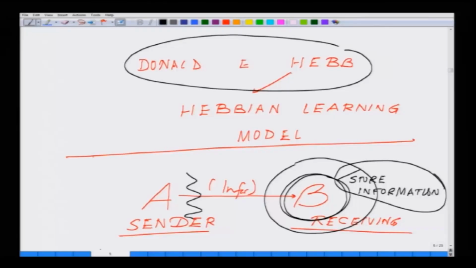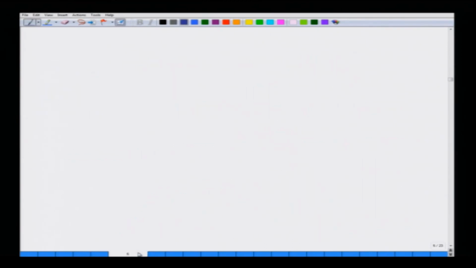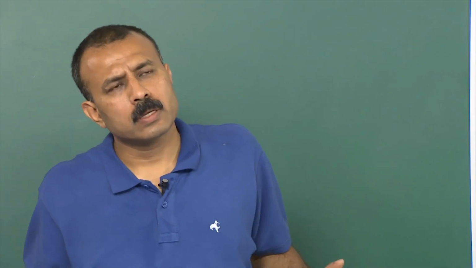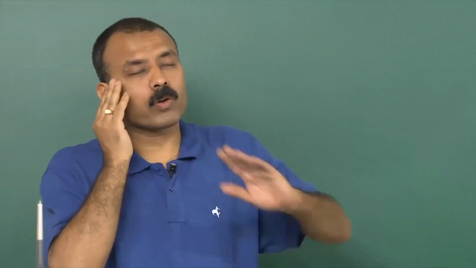If we talk about the genesis of Hebb's model, it was around, I would say, the 1930s and 1940s. This learning model was proposed. It is a theoretical model. The late 1940s accounted for a very interesting event which took place in one of the hospitals in Canada.